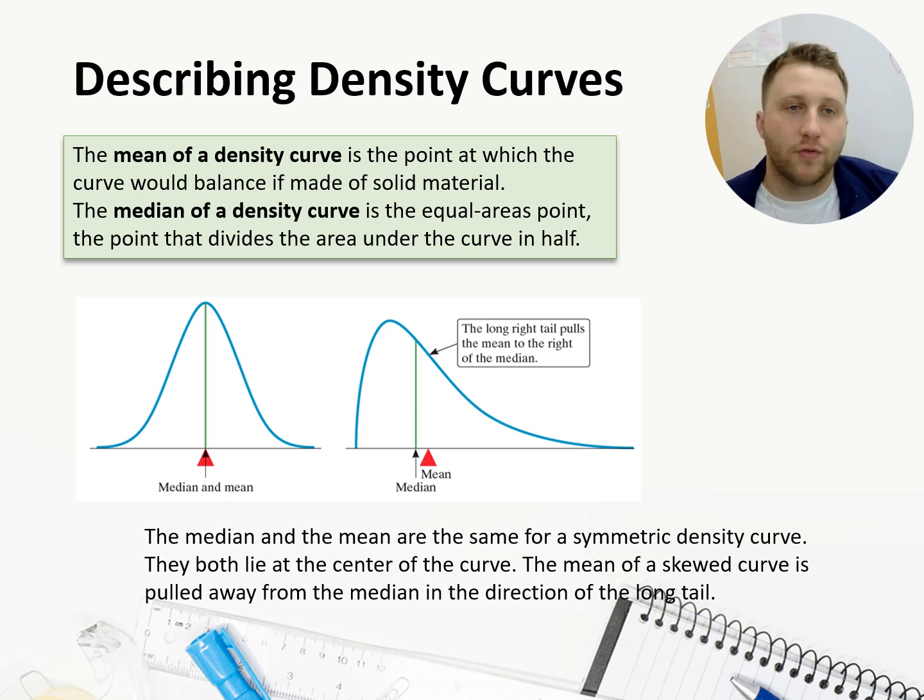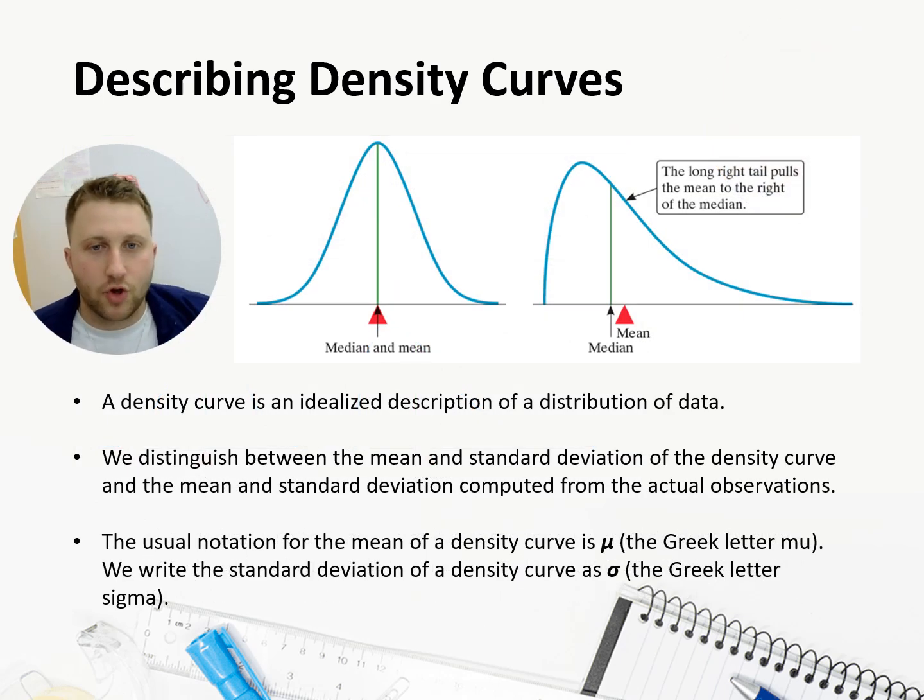Density curves have properties that are very similar to the distributions that we've been studying all along. So the mean of a density curve is the balancing point of the distribution. The median separates equal areas, so 50% at or below, 50% above. Nothing there has changed. And of course, when a density curve is skewed, the mean is going to be pulled in the direction of the tail.